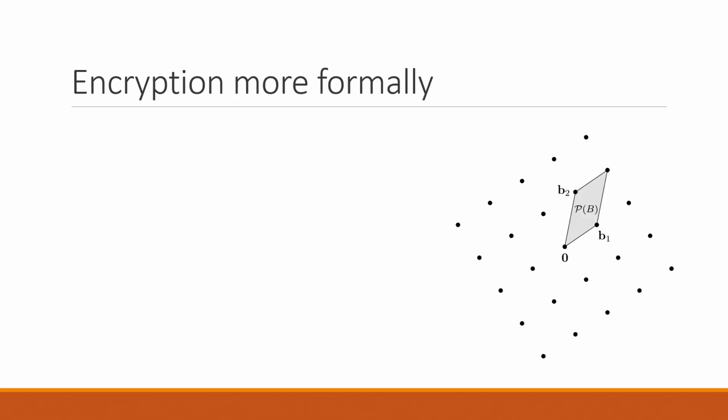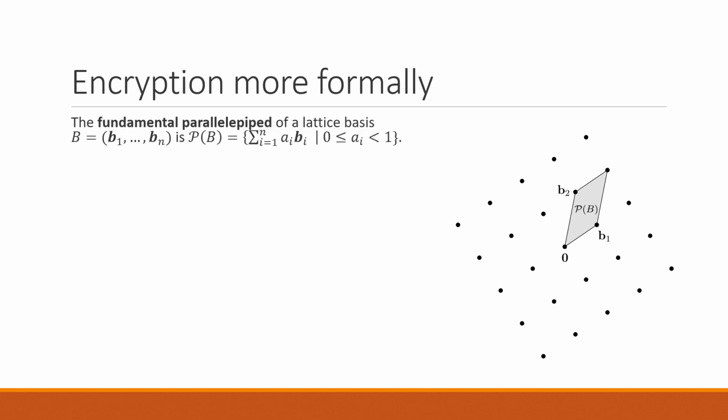Right, so just looking at encryption more formally. I need one more lattice definition, which is that of a fundamental parallelepiped of a lattice basis. The fundamental parallelepiped is just the set of all real linear combinations of the basis vectors where the coefficients are restricted to be between 0 and 1. So for example, you get a parallelogram like what's shown here in 2 dimensions, and you get some higher dimensional analog in n dimensions.